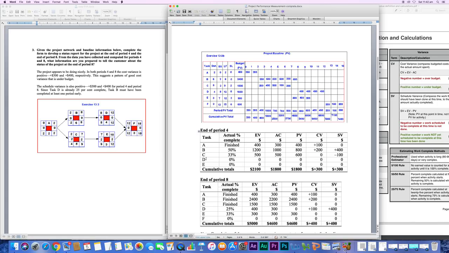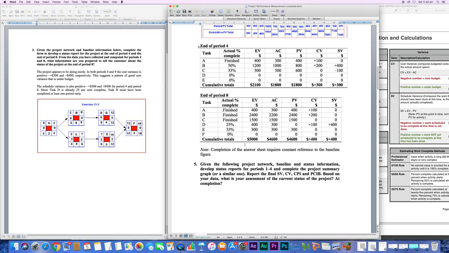We have to report only for period 4. So cost variance is positive. This suggests a good pattern of a good cost variance, that is, under budget, and the schedule variance is also positive for period 4. So we are going well. We are on schedule, so no problems there.